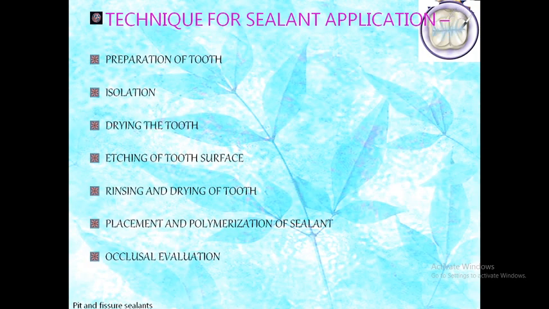What are the techniques involved in sealant placement? First of all, we go through the preparation of the tooth, followed by isolation, drying the tooth surfaces, etching of the tooth surface, rinsing and drying, placement and polymerization of the sealant, and followed by occlusal evaluation of the placement.